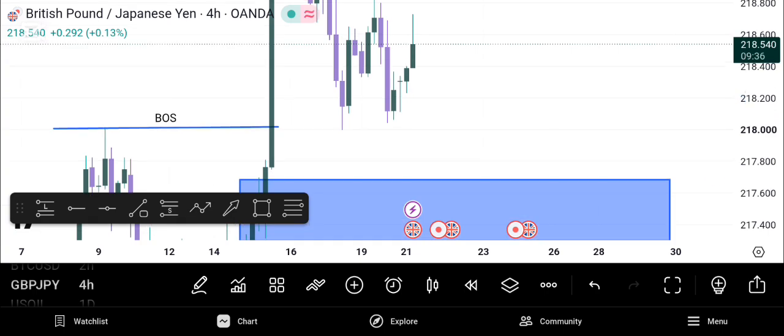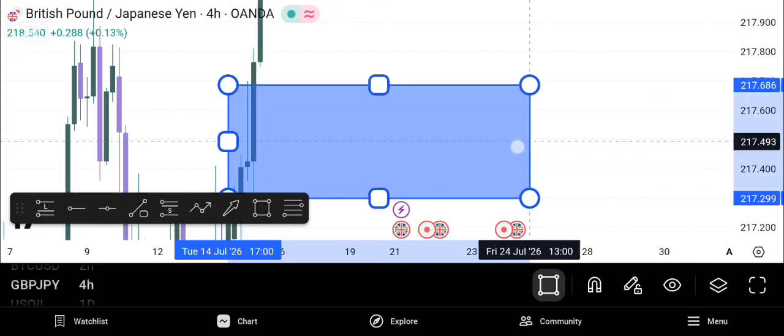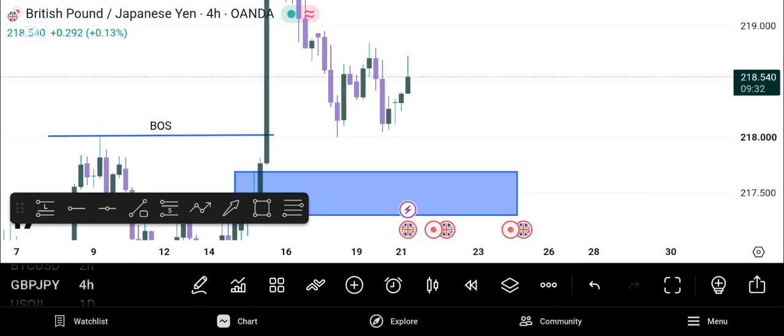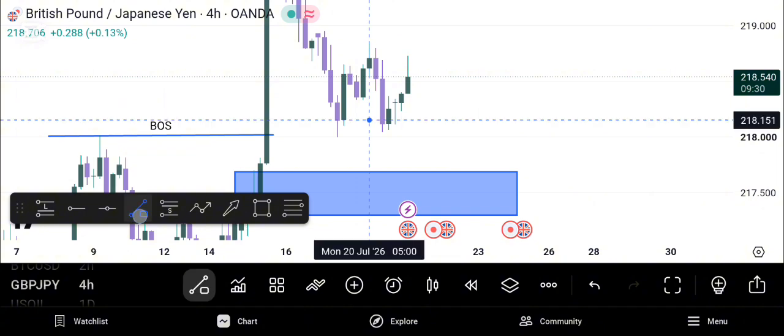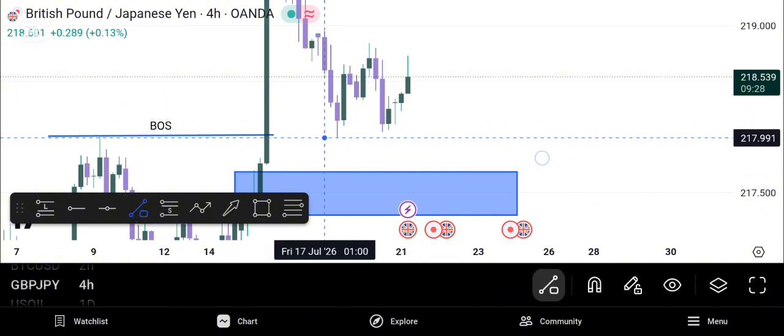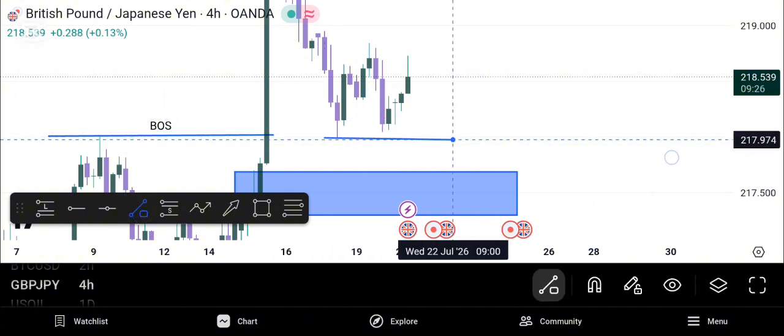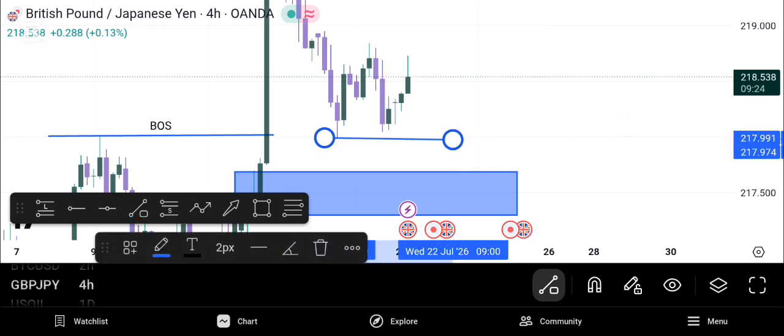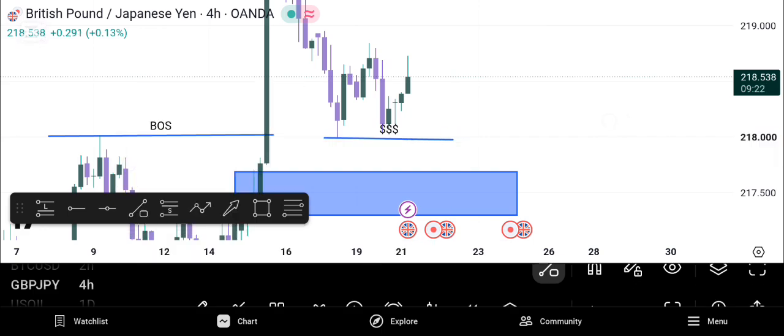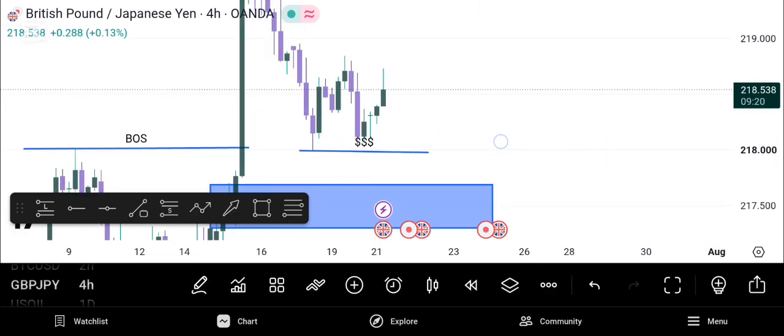GBPJPY, this is going to be my liquidity, which price will sweep before tapping into my other block, this kind of equal lows right here. So I'll mark that out as my liquidity. Price will sweep before tapping into my other block.